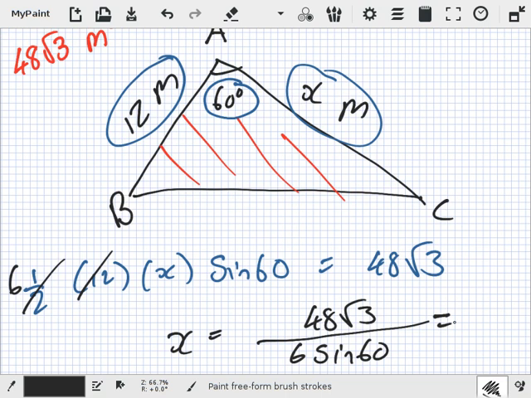Is it 16? Does that make sense? 16? That's what I got. Yeah, right there. Looks believable. 16 meters then. You said 16, didn't you? Yeah. Not 60. Yeah, okay. Right. Now, the next thing we want to do is to find the side BC.